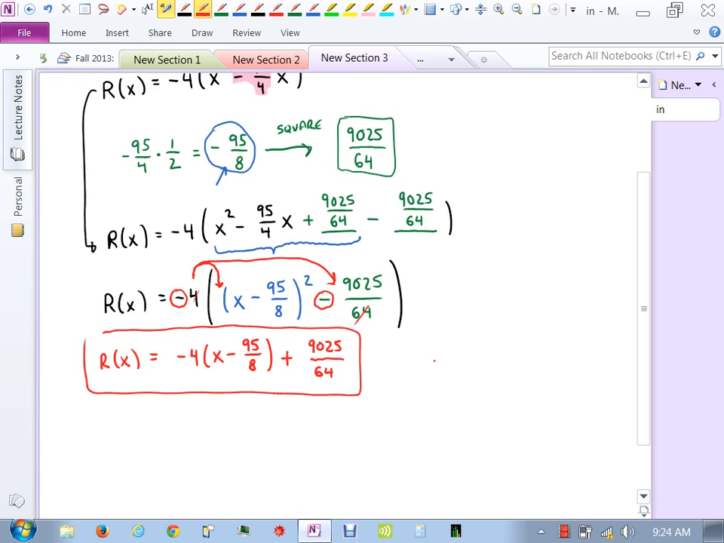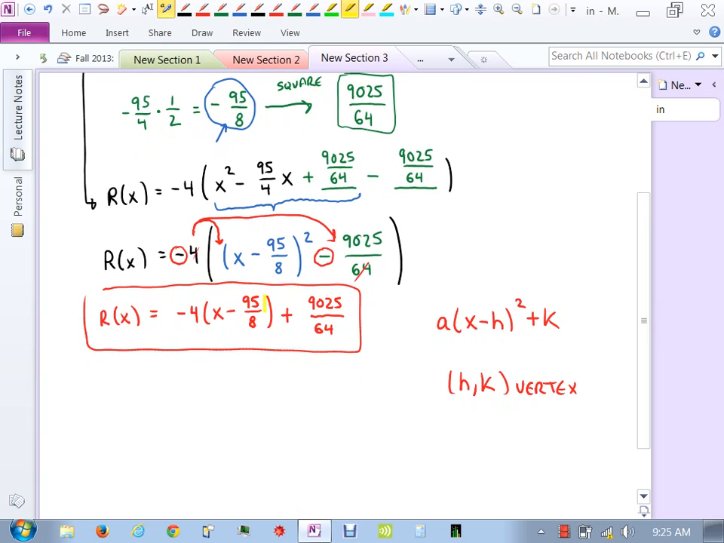It has the form of a function that looks like a times (x minus h) squared plus k, where (h, k) is the vertex. So now all I have to do is identify what h and k are. The way I tell my students is, you look at the sign in front of that number. The h will always be opposite of what you see. So if it's negative, it'll be positive. So h here will be positive 95 over 8. And k is not opposite of what you see. It's exactly what you see. So k is 9025 over 16.